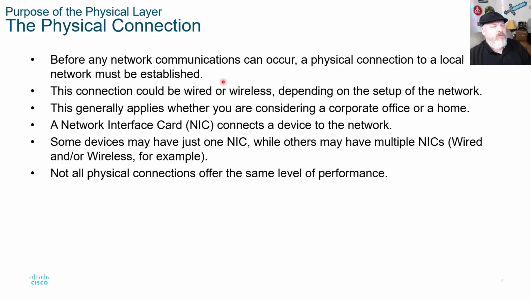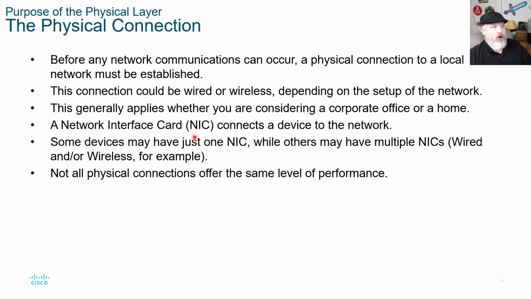Purpose of the physical layer. The physical connection needs to take place before any communications can occur. A physical connection to a local network must be established. You have to have that connection. The connection can be wired or wireless, depending on the setup of the network. So it needs to be some type of wired or wireless, but you do have to have a connection. This generally applies whether you're considering a corporate office or a home office, small office, it doesn't matter. It needs to take place in all types of networks.